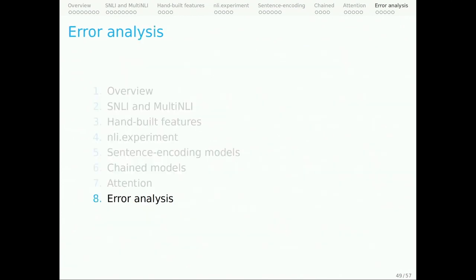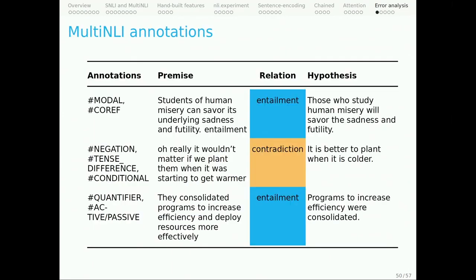Excellent. So, final phase here. I wanted to show you some error analyses and suggest some new possibilities for doing this. So I mentioned the multi-NLI annotations. Here I've given a few examples. The annotations are on the left. I think there are 16 categories for them. And all they're doing is just giving a human's judgment about certain important semantic properties of the examples.